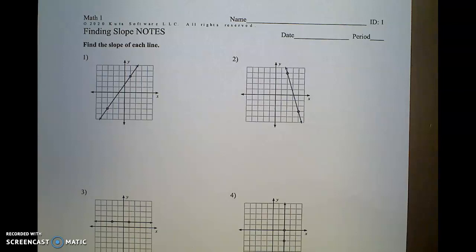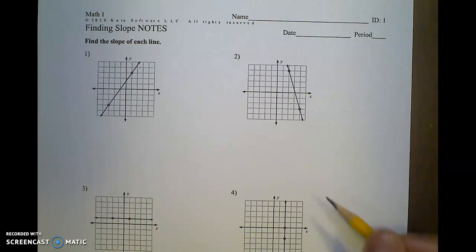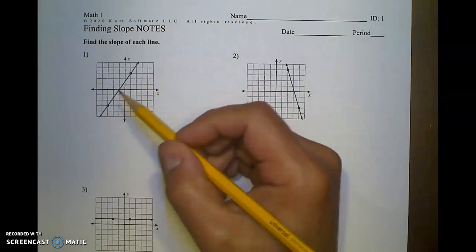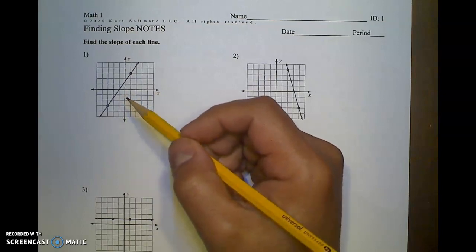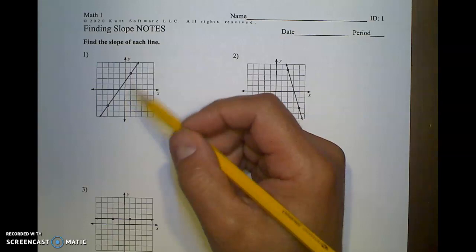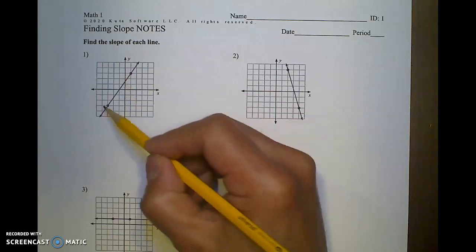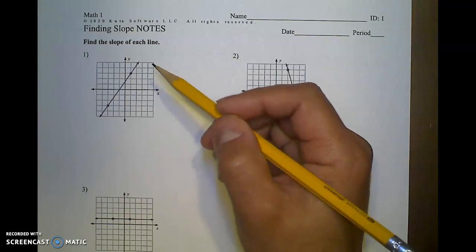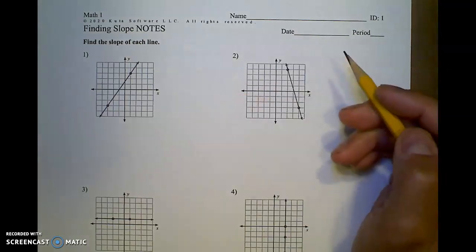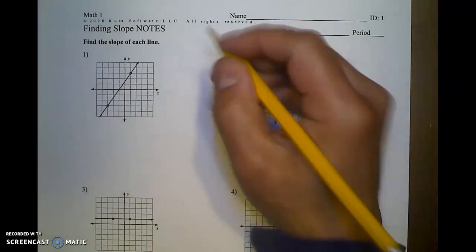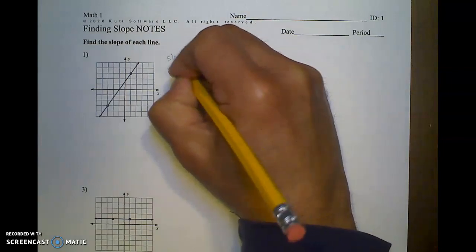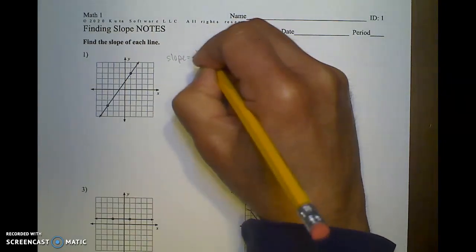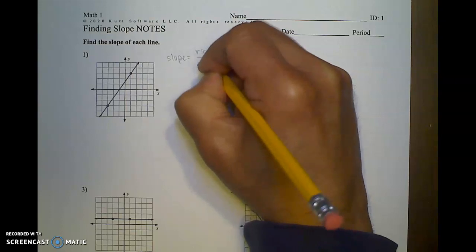Okay, so first we're going to go through a few examples of finding the slope of a graph line. So reminding you that when it comes to finding slope on a graph line, we want to locate 2 points on that line, and we want to use the concept of rise over run. Okay, for a graph line, we want to find slope. It's rise over run.